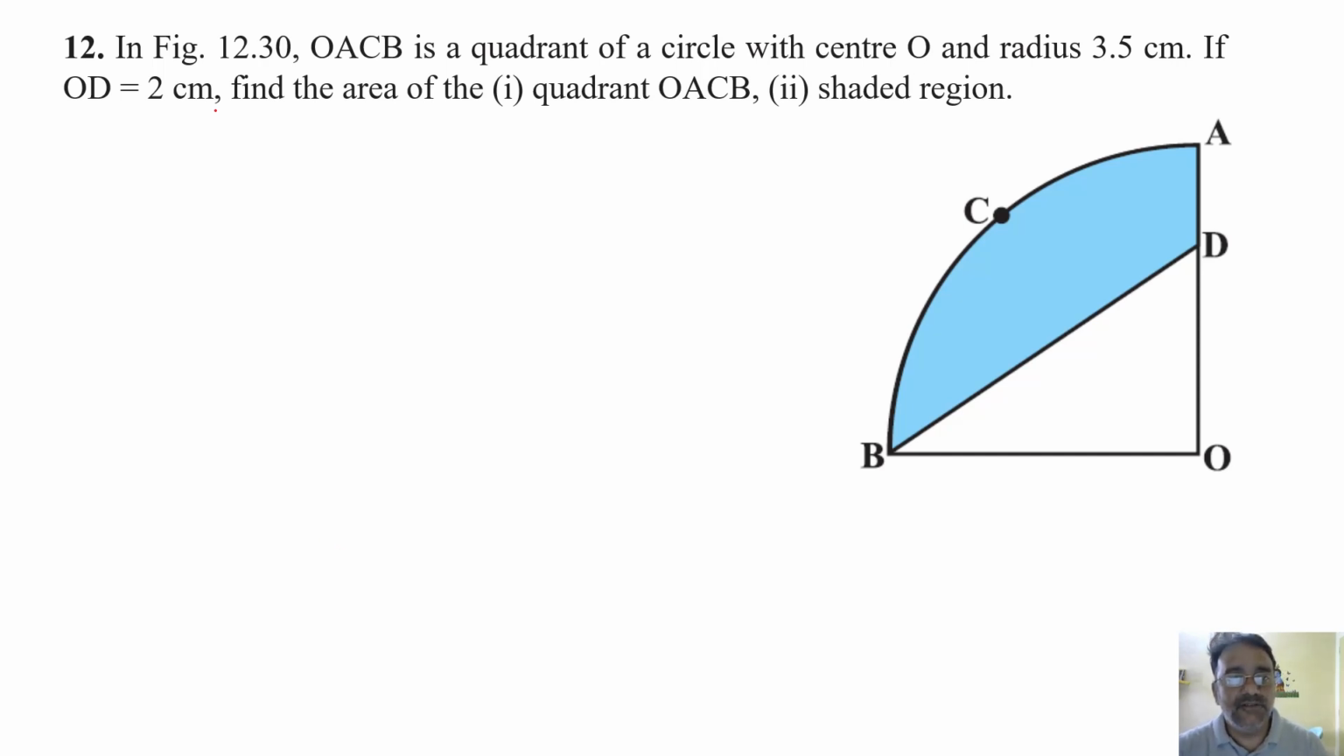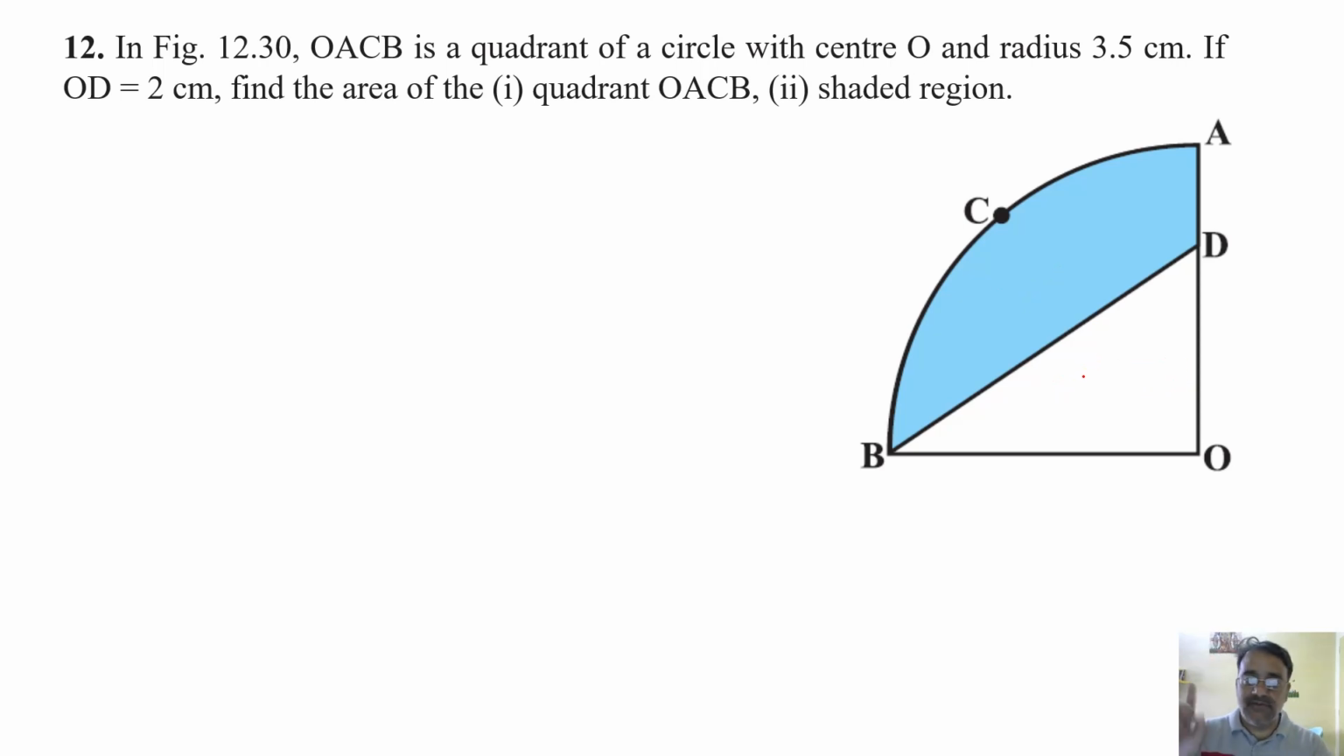In figure 12.30, OACB is a quadrant of a circle with center O and radius 3.5 centimeter. If OD is equal to 2 centimeter, find the area of the quadrant OACB and the shaded region. So area of quadrant is very easy, we can use the 1 by 4 pi r square formula. And area of this shaded region, how will you get? You have to subtract this triangle. Okay, we have to subtract this triangle.